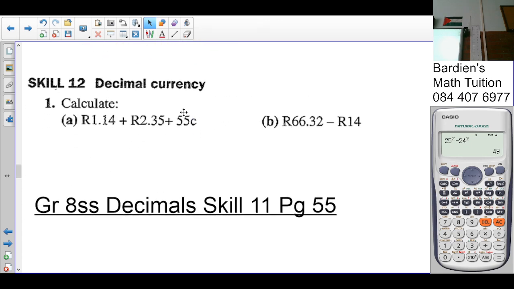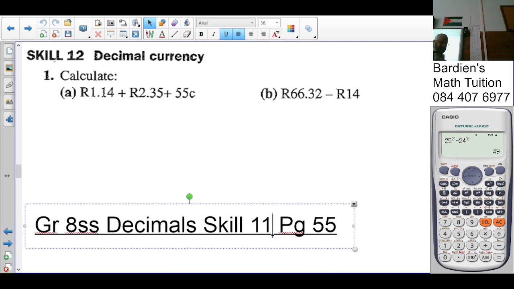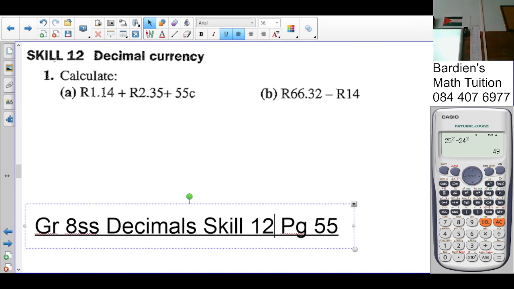Now we're looking at skill 12, currency. This will be the last skill here, no? Skill 12 is on page 55.